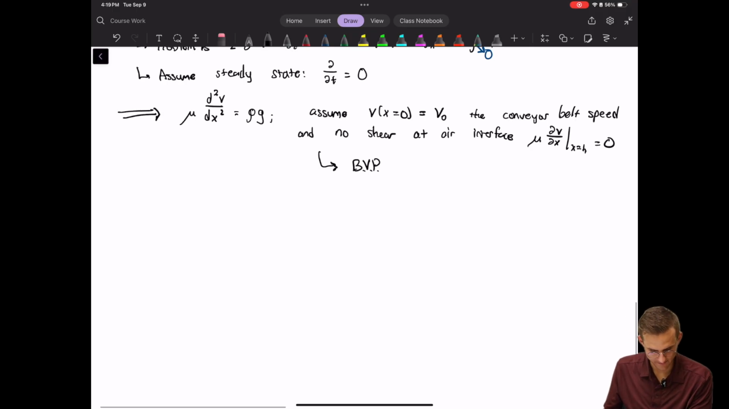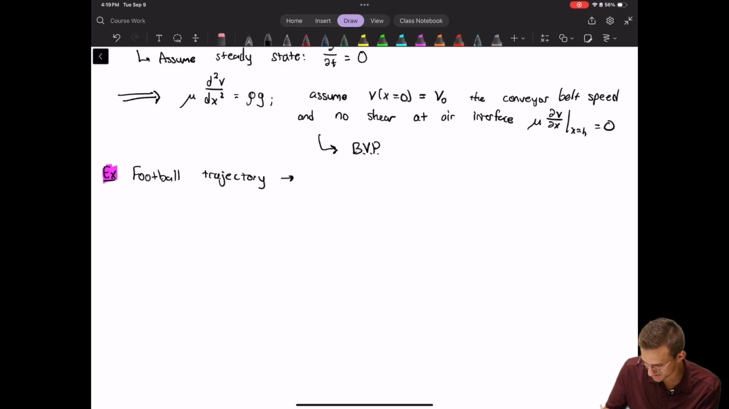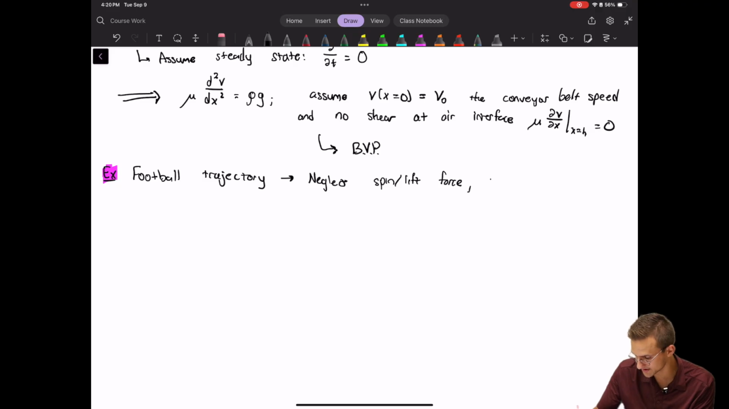Excuse me. And then a couple more examples. The first one that we'll talk about is just another sort of classic example, like a projectile. But here we'll talk about a football. So we're going to look at the trajectory of a football. We're going to neglect the spin of the football and the lift force, and then we're going to track the coordinates of the centroid. Centroid meaning the center of mass of the football.